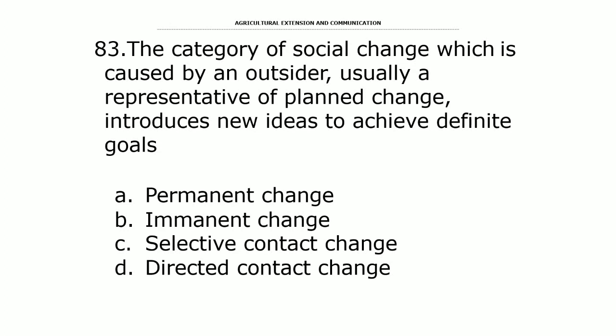Number 83. The category of social change which is caused by an outsider, usually a representative of planned change, introduces new ideas to achieve definite goals. A. Permanent change, B. Imminent change, C. Selective contract change, or D. Directed contract change. The answer is directed contract change.